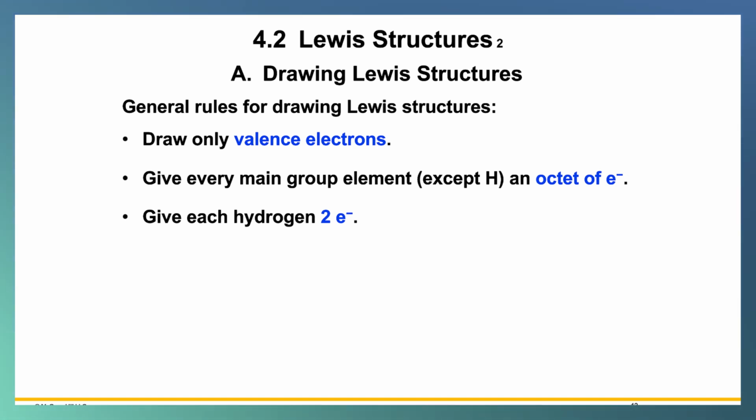So when you draw Lewis structures, the first point to make is that you're only going to draw the valence electrons. These are the electrons found on the outer shell, right? Those are the electrons that are furthest from the nucleus, so they feel the least amount of attraction, and that leaves them free to participate in bonds and reactions. So when you're drawing these structures, you're going to give every main group element an octet of electrons, with the exception being hydrogen, because hydrogen only wants to see those 2 electrons.